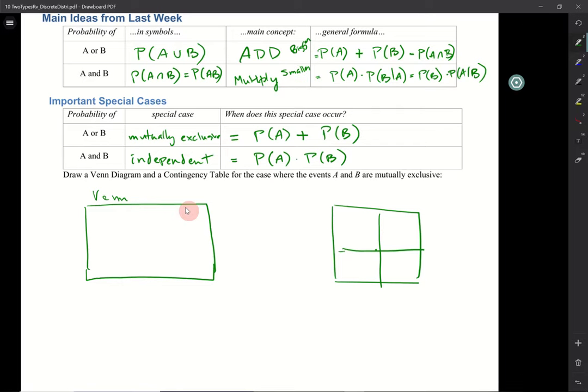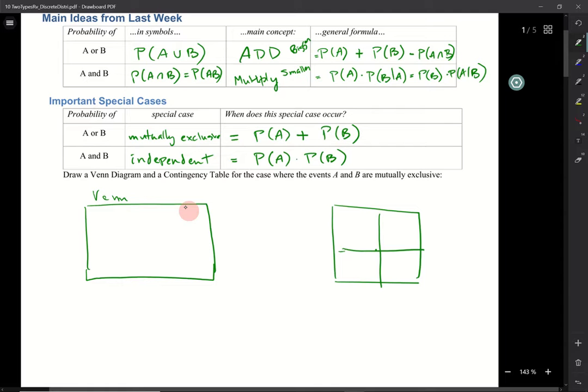But if A and B are mutually exclusive, what happens? It means there's no intersection. So how can we draw that? We can just draw this circle like that. So this would be A, and this would be B. In particular, mutually exclusive means there's no intersection, so maybe we'll just make a note of that.